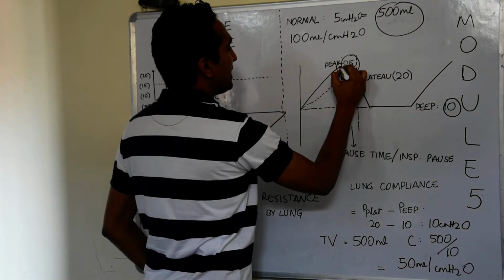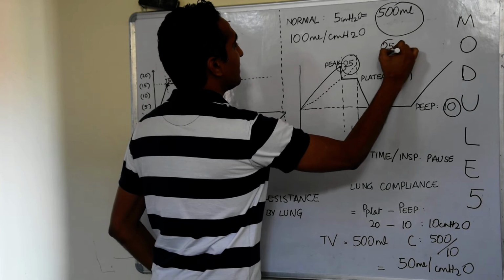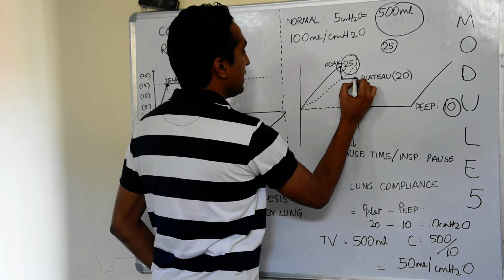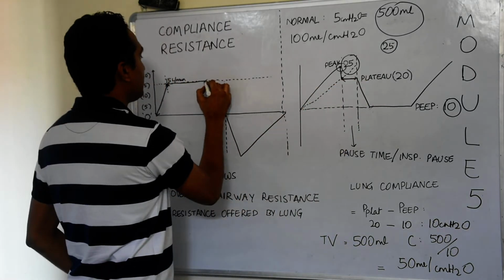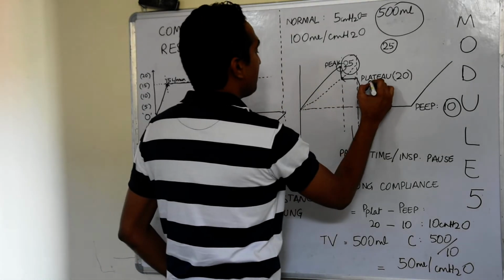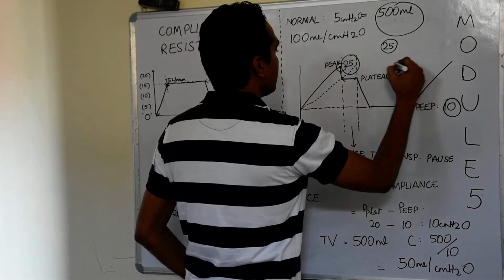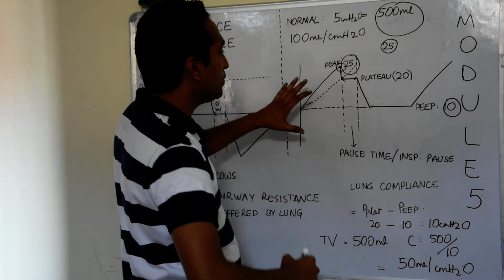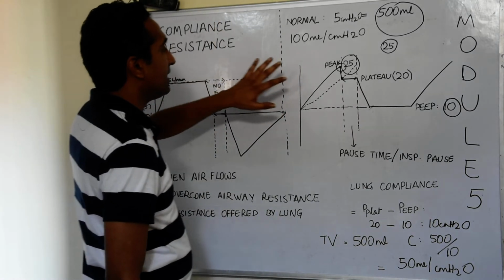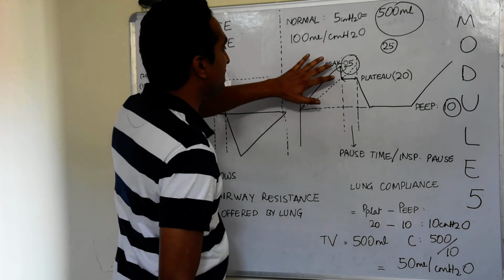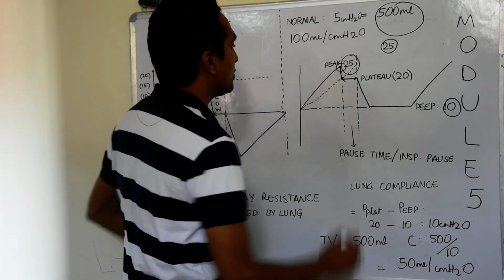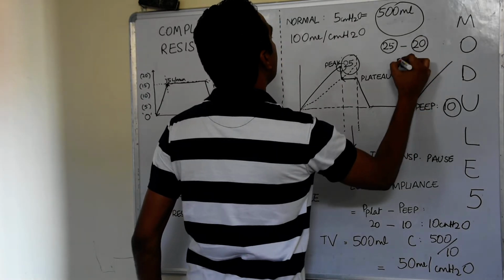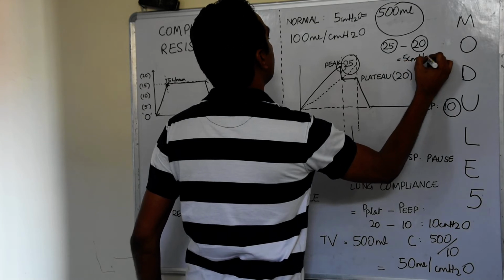The peak pressure reached is 25, then the pressure drops, remains stagnant at this no flow zone, which is reflected here in the flow graph, and the pressure measured here is known as the plateau pressure, and then the pressure falls down to PEEP. If we want to measure the resistance offered by the airways, it will be the difference between the peak and the plateau pressure. So here it will be 25 minus 20, which is equal to 5 centimeters of water.